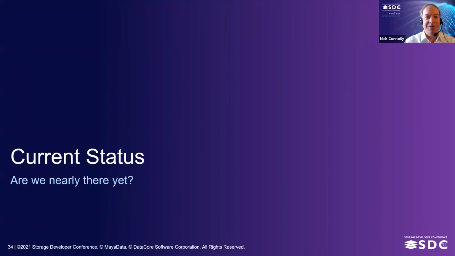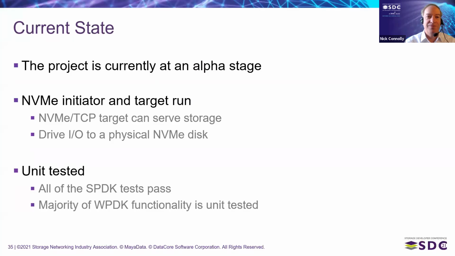Is the project nearly complete? There's been a lot of work done, but there is more to do. We're currently at an alpha stage. Both the NVMe target and initiator run, and they can serve storage over NVMe TCP and drive I/O to a physical NVMe disk. I've seen a disk running at its maximum rated performance being driven by a single CPU core. For comparison, Iometer required 4 cores to drive the same level of I/O through the kernel.